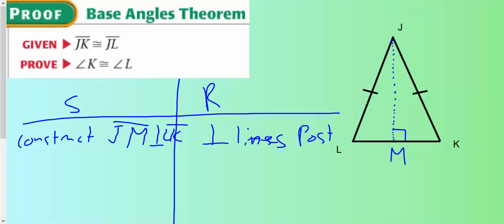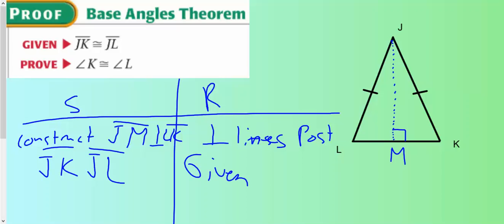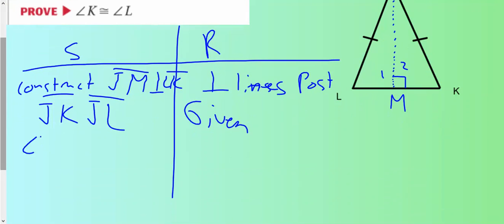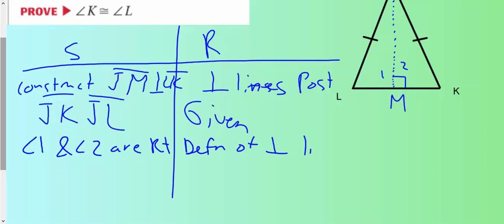Okay, we're given that JK is congruent to JL, given, and we're trying to prove the base angles are the same, so L and K are the same. Well, I'm going to call this angle 1 and angle 2. I'm going to say angle 1 and angle 2 are right. And that is definition of perpendicular lines. And then I'm going to say that angle 1 is congruent to angle 2.